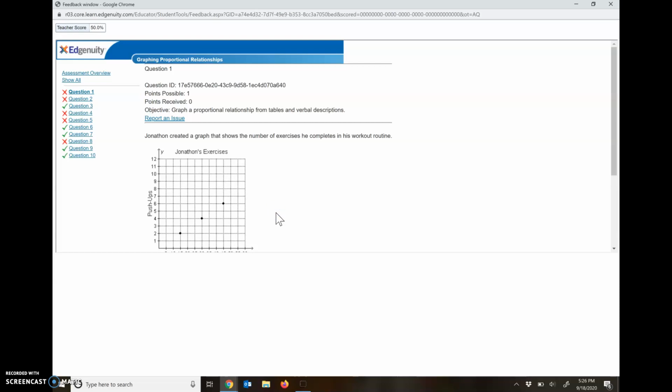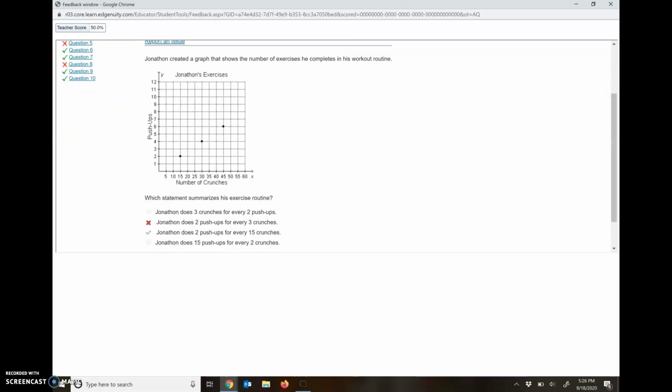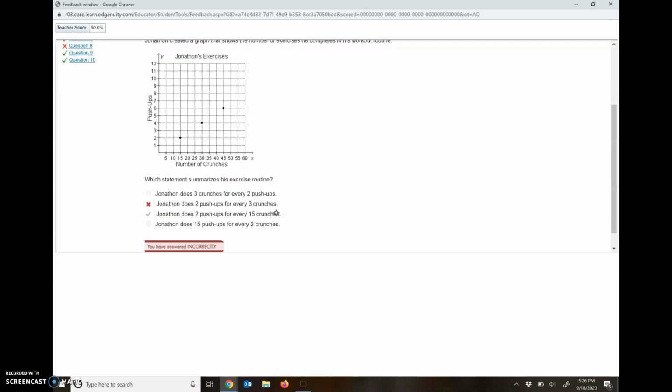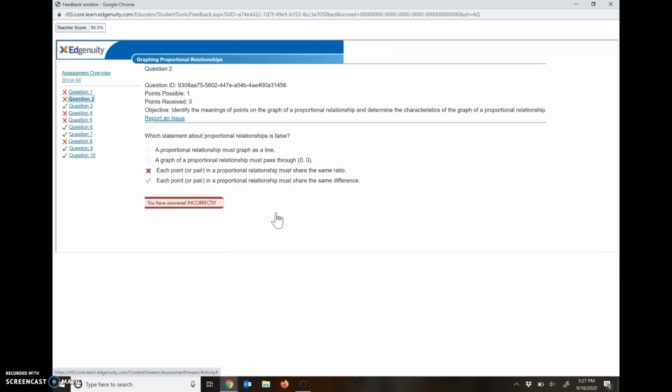So Jonathan created a graph that shows the number of exercises he completes in a workout routine. If you look at this first dot here, I see they meet at 2 and 15. So I'm going to look for an answer that has 2 and 15. It's very important that we pay attention to the left and bottom of this graph. So I see push-ups on the left, crunches on the bottom. So it looks like he does 2 push-ups for every 15 crunches. So 2, 15 looks like we're looking at the bottom two, and this one has 2 push-ups and 15 crunches.